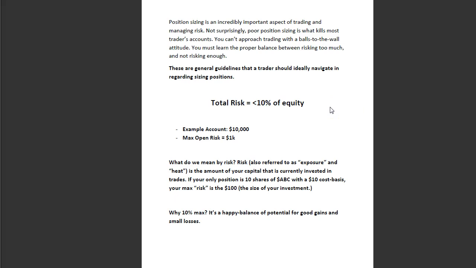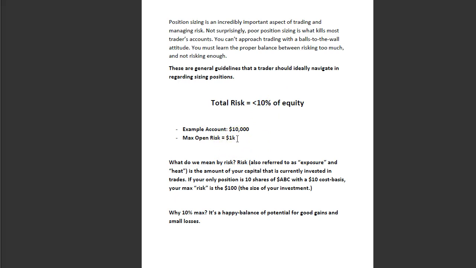And these are just some guidelines you should have in place to help you manage risk early on in your trading career. So for me, what I suggest in terms of position sizing is that at any given time, your total risk should never be more than 10% of equity. What that means, we can use the example of a $10,000 account: 10% of equity, at any given time, your max open risk should be $1,000.